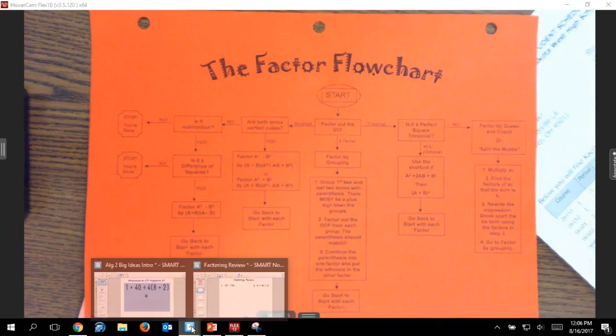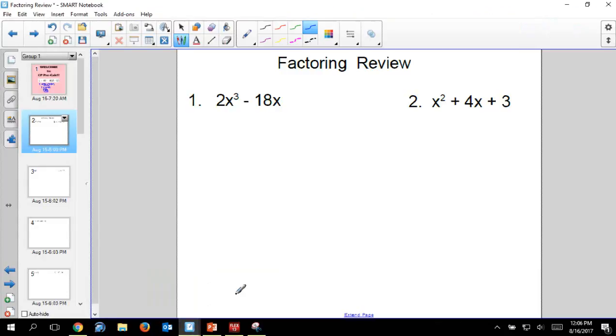So we're going to look at the first example, which is 2x cubed minus 18x. And what's the first thing that we should do with 2x cubed minus 18x? Factor out the GCF. Is there one? 2x. So we factor out the GCF. That's like using the distributive property backwards, undistributing it, dividing it out. And we're going to get 2x parenthesis x squared minus 9.